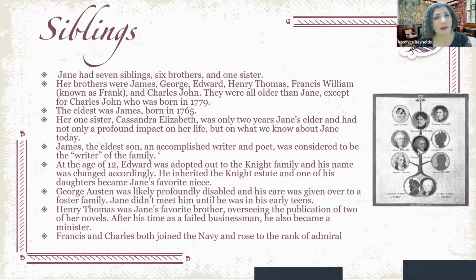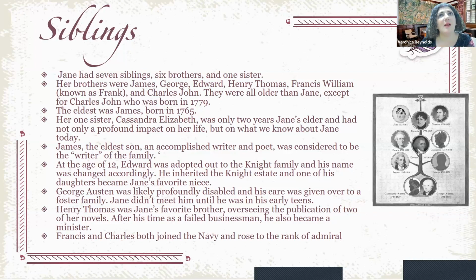Her one sister, who's a very important character to us, is named after their mother, Cassandra Elizabeth. She's only 2 years older than Jane. And not only did she have a huge impact on Jane in her life, she's also shaped what we know about Jane today, which I'll talk about a little later. James, the eldest son, was an accomplished writer and poet himself, and people called him the writer of the family. So you can imagine that must have been an interesting feeling for Jane at the age of 12.